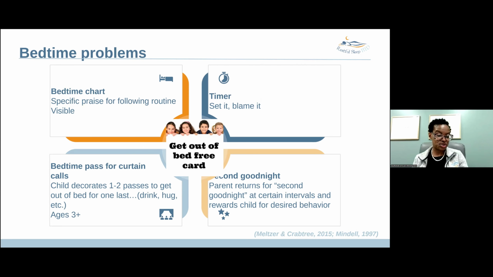They're asking for the glass to drink, for a hug, to pee again. You could actually have one or two passes. And if they're going to ask for the privilege of getting out of bed, they have to submit those passes, right? And so at night, in the morning, if they keep their passes, you celebrate them. They can trade it in for a treat or something.